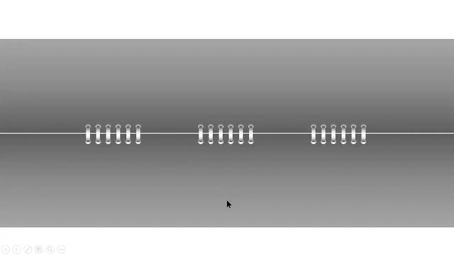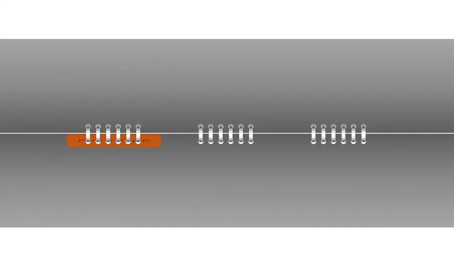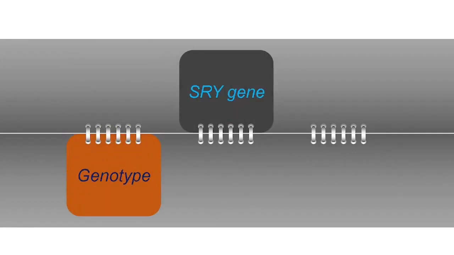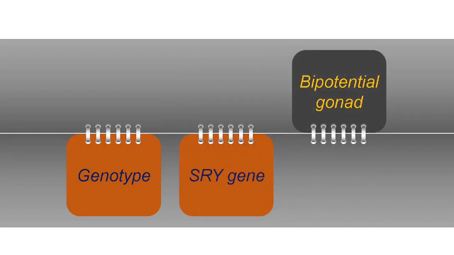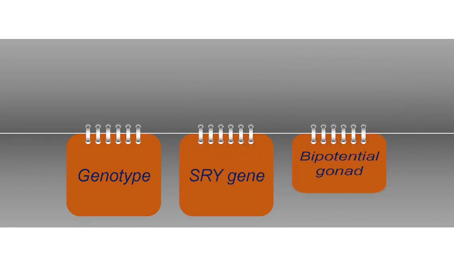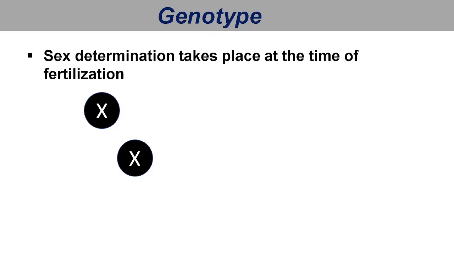So there are three things we have to learn in this lecture. First, the genotype, SRY gene, and bipotential gonad. These are the three important things for the development of the gonad. All three things are essential. And what do we mean by genotype, SRY gene, and bipotential gonad?